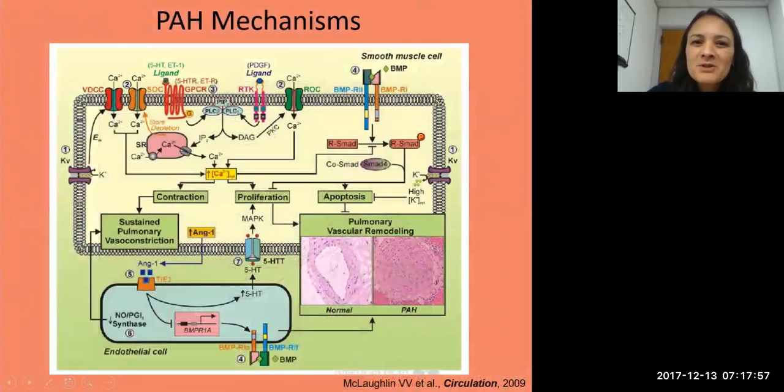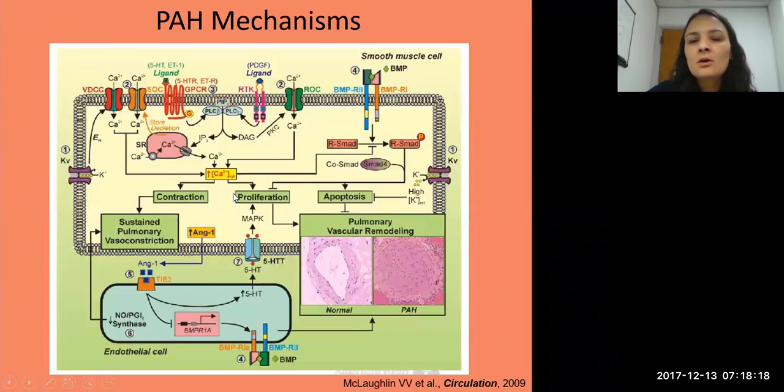I'm not going to spend too much time here. I'm not a researcher, but just so you know, at the endothelial cell level of the pulmonary vasculature and the smooth muscle cell level, these are some of the pathways that have been identified. But what you should just remember is that what the disease does is it leads to an overgrowth of cells.